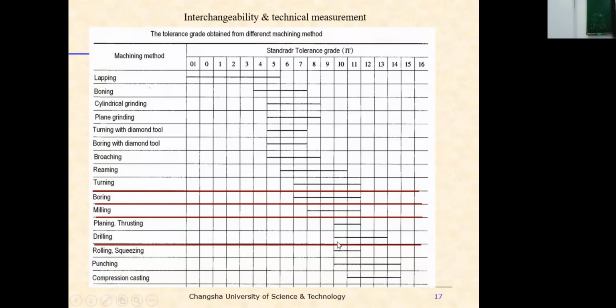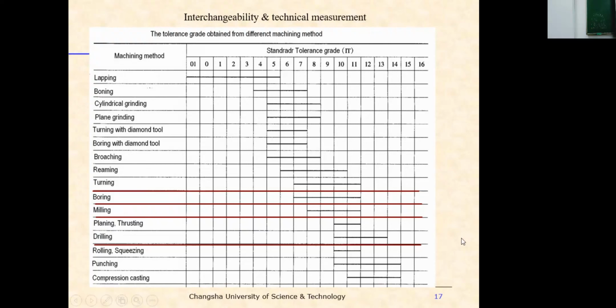And for drilling, the precision is low, is IT10 to IT13, right? The drill, the precision is not very high. Yeah, that is a very common method. And get the tolerance grade.